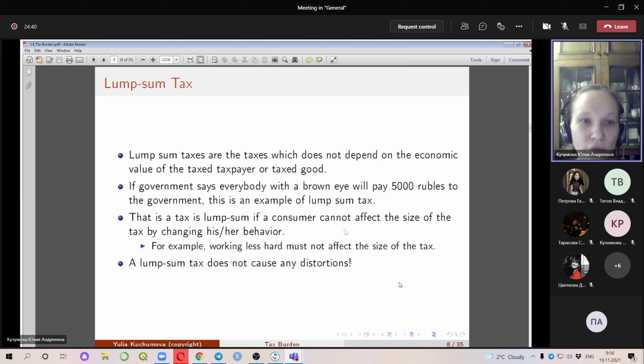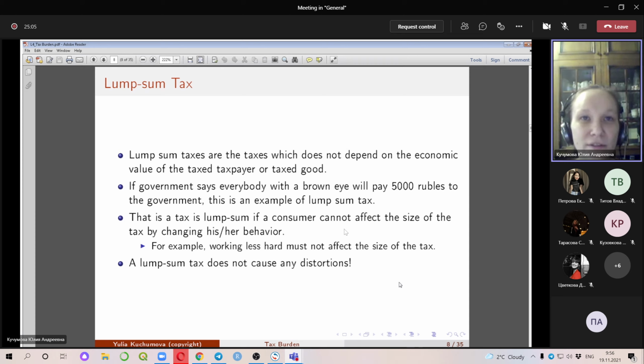So this is a kind of unique tax. But as you can probably notice from the example, such a tax is a kind of theoretical tax.